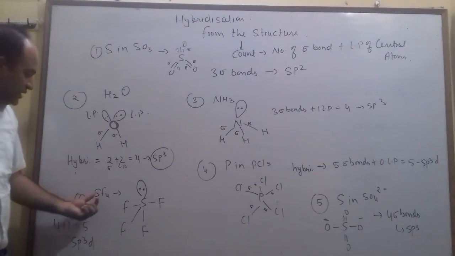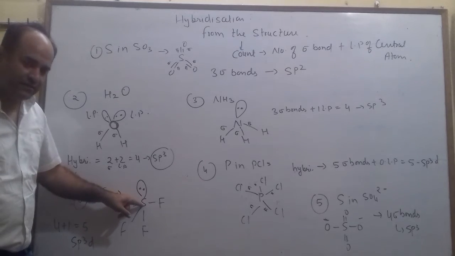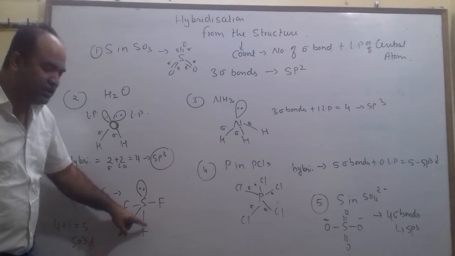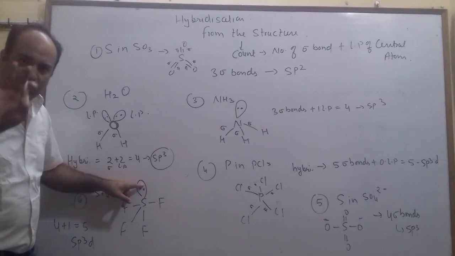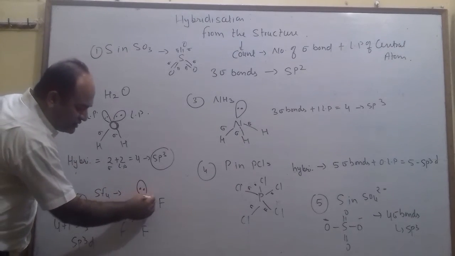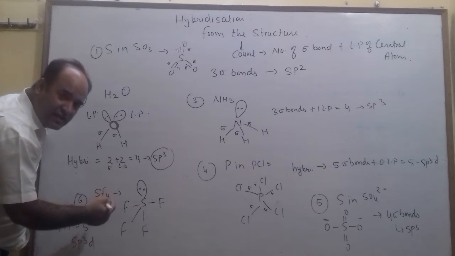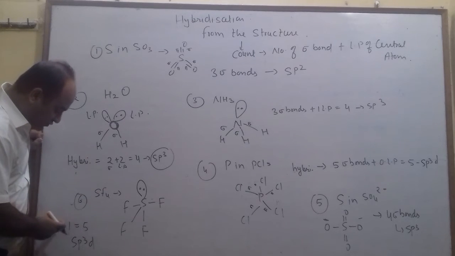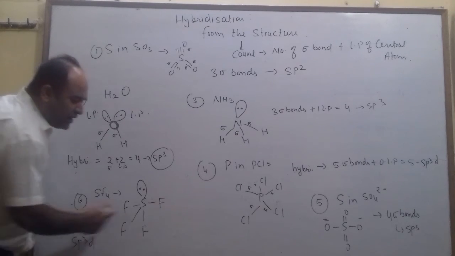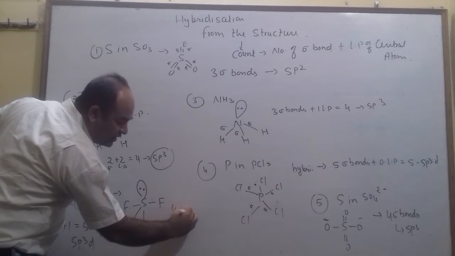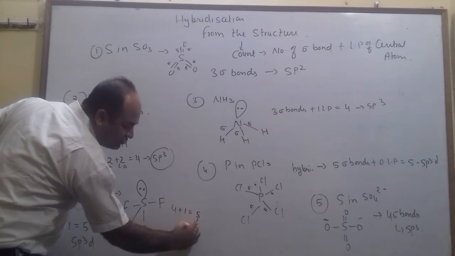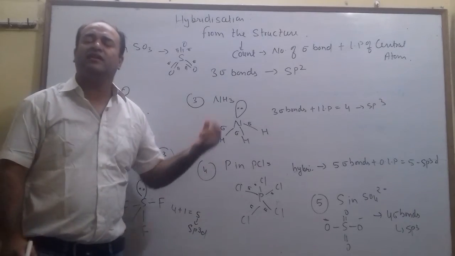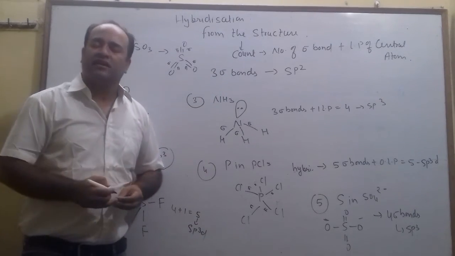Let's take one more example. SF4. This is sulfur. There are 4 fluorines, 1, 2, 3, 4, and 1 lone pair. So 4 sigma bonds. This is sigma bond, this is sigma bond, this is sigma bond. If there is a single bond, that means it is a sigma bond. So 4 sigma bonds plus 1 lone pair gives you 5, and according to 5, sp3d.